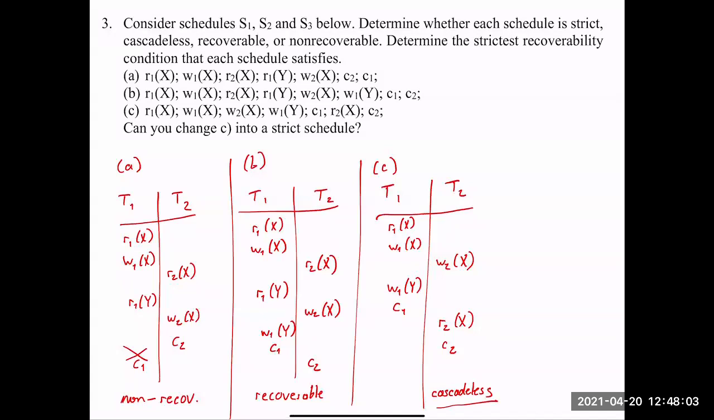And the final question here asks whether we can change this schedule to be a strict schedule. Well, we kind of already answered that, right? Because we said that there's a problem with these 2 writes here. So we shouldn't be writing something that was previously written by a transaction that hasn't yet committed. So this already gives us the answer. What we need to do is just move this write here to occur after C1, so down here at some point. Then it becomes a strict schedule if we do that.